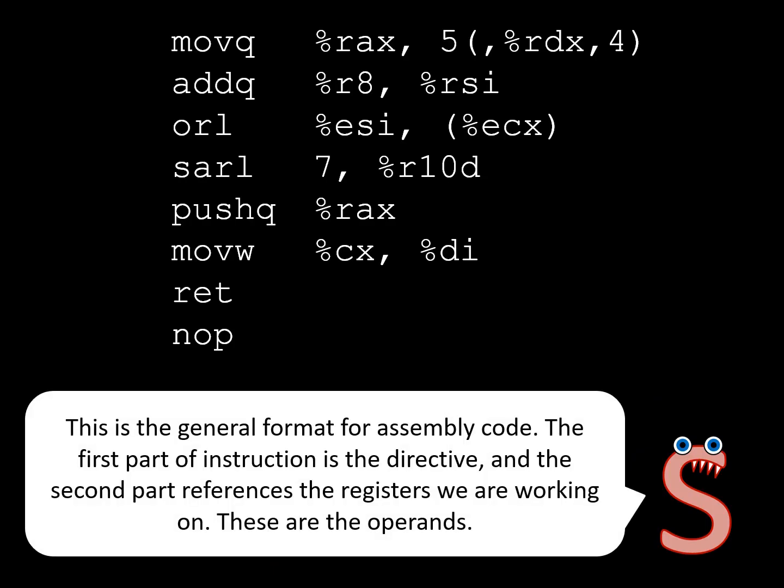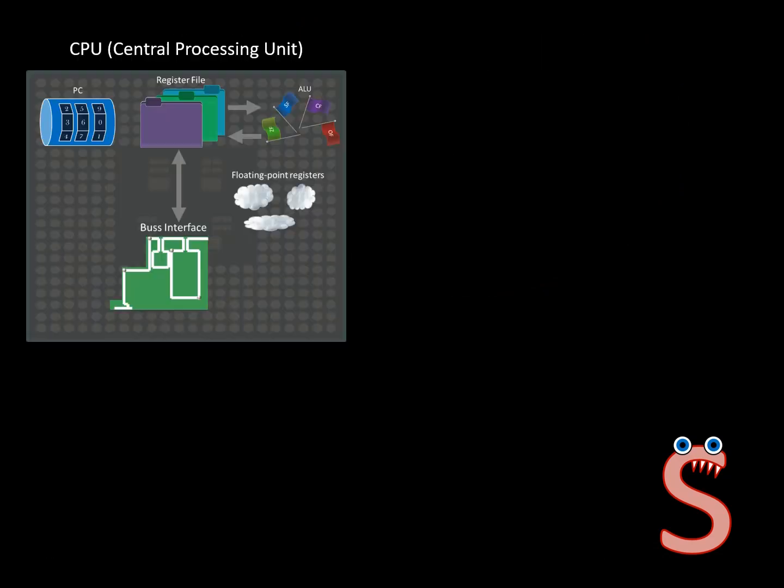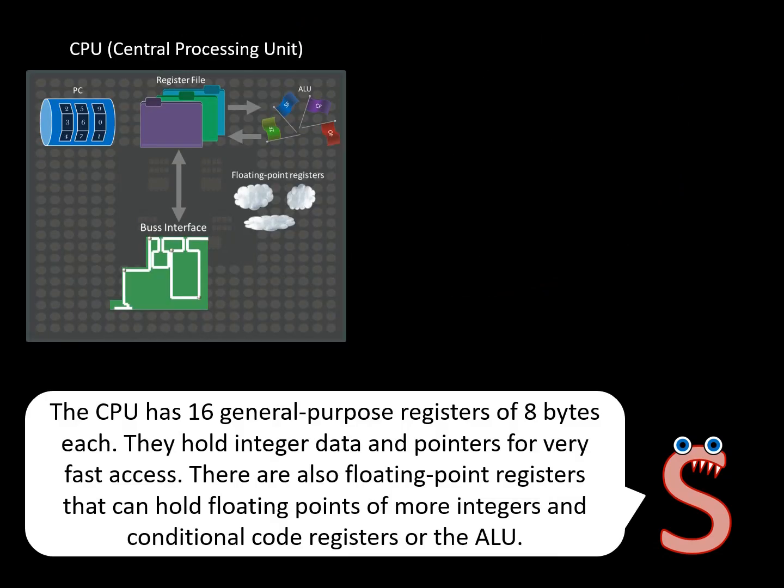This is the general format for assembly code. The first part of an instruction is the directive, and the second part references the registers we are working on. These are the operands. The CPU has 16 general-purpose registers of 8 bytes each. They hold integer data and pointers for very fast access. There are also floating point registers and condition code registers.